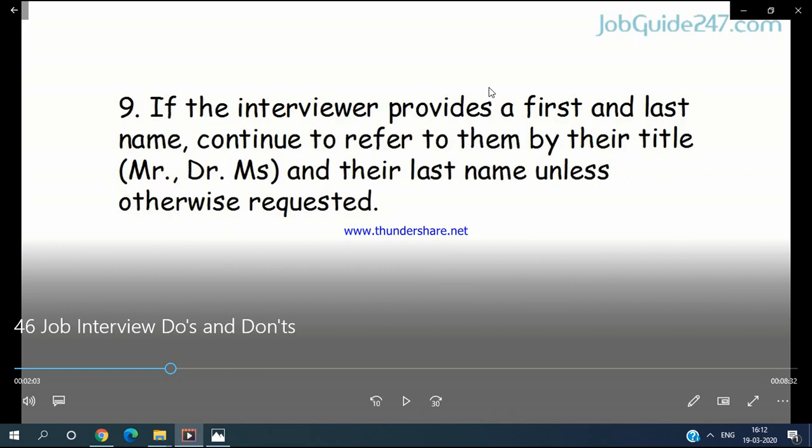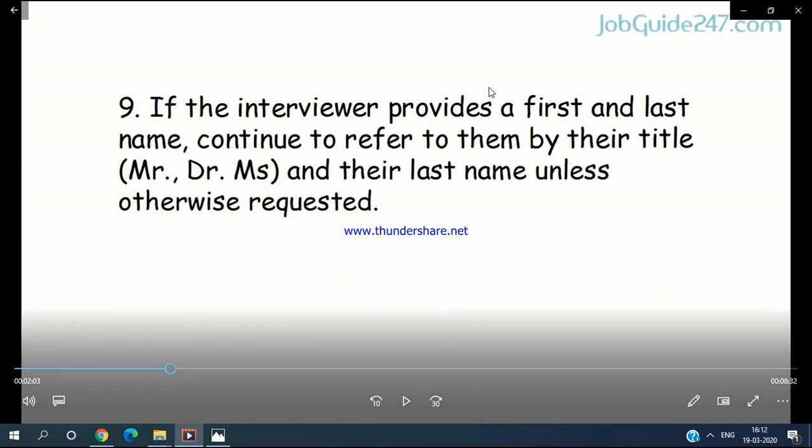Very good. If the interviewer provides a first and the last name, continue to refer to them by their names, title, Mr., Dr., Miss., and their last name unless otherwise requested.